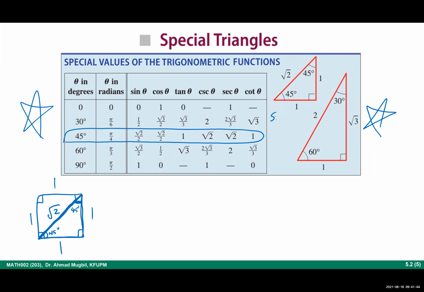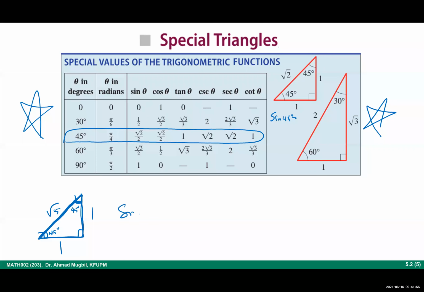What is sine 45? From here or from here, it is up to you. I just wanted to remove this. This is square root of 2, not 5. What is sine 45 degrees from the triangle? It is the opposite over the hypotenuse. It is 1 over square root of 2.